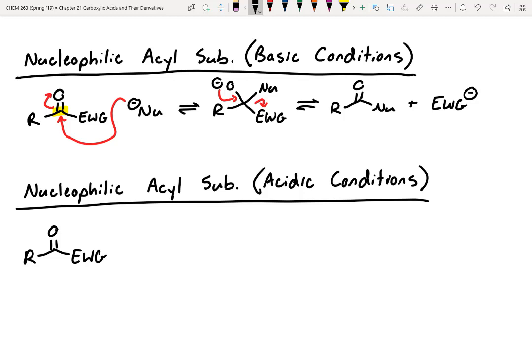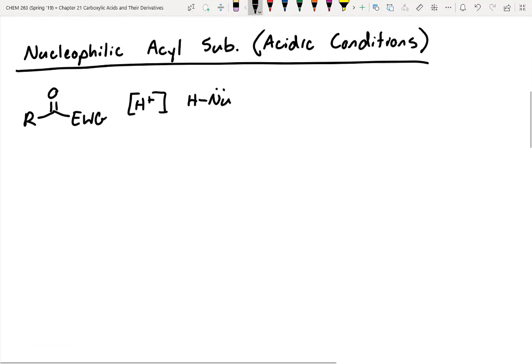Under acidic conditions, you typically have some sort of catalytic acid floating around, and your nucleophile, because it's under acidic conditions, won't have a negative charge most of the time. It'll normally be a neutral nucleophile, usually with protons coming off of it. What do you think the first step is? Protonation of the carbonyl, right? You could protonate your nucleophile, but that doesn't really take you in any sort of useful direction, so we don't need to show it.